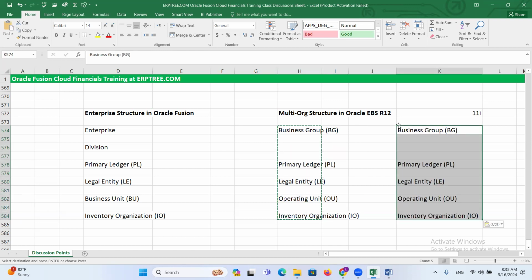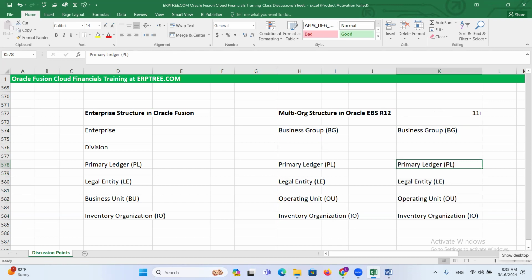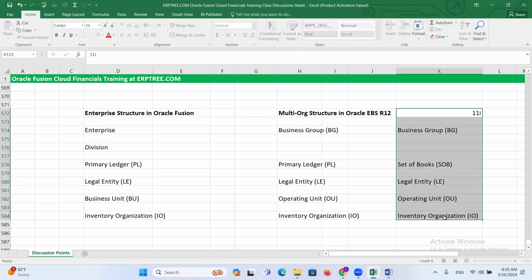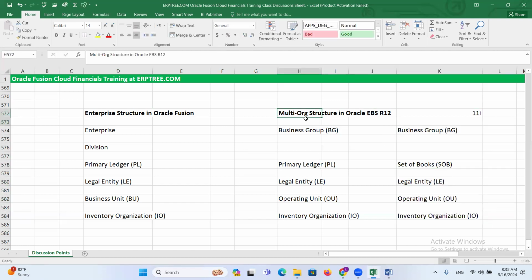What is the difference between multi-org structure in 11i version to EBS version? In 11i, this name is called set of books. So in 11i, this is enterprise multi-org structure. When they move to release 12, the set of books name changes to primary ledger. And when they move to Oracle Fusion, the operating unit name changes to business unit and they introduce division.